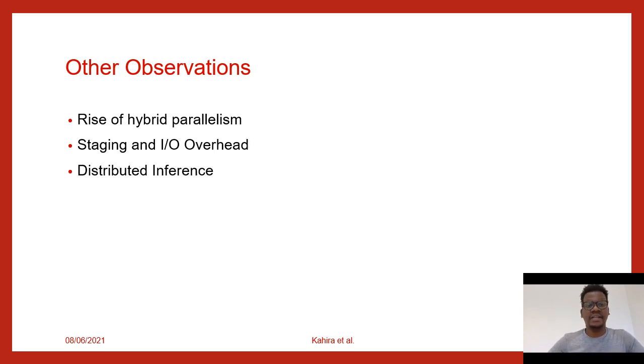There's also a significant amount of time spent on staging and I/O overhead, which was out of the focus of this paper, but we still wanted to highlight that. And also the emergence of distributed inference because of these large models. Therefore, when we're doing inference, we need to do it in a distributed fashion. And the things we observed in this paper are also applicable in distributed inference.